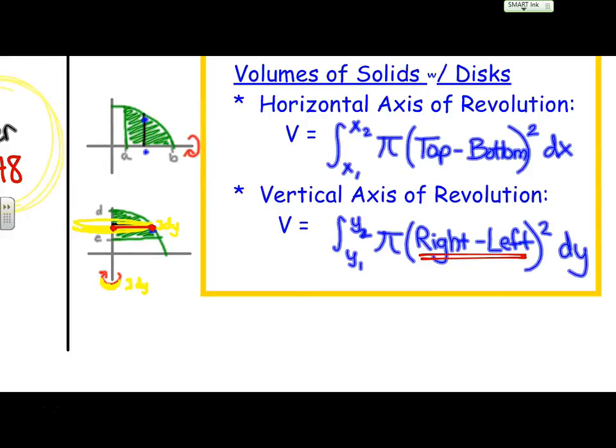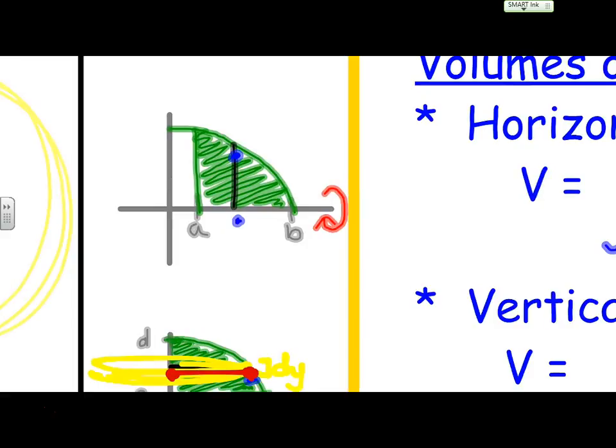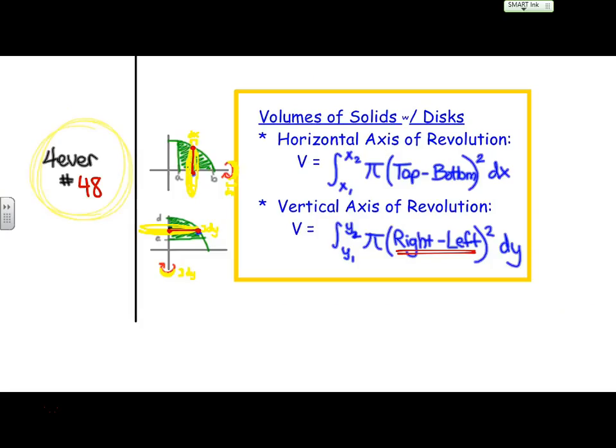What's different when you're rotating around any horizontal axis? Depth is going to be signified by what? Good, dx. And you're going to see that represented also when you take a representative piece and think about revolving that representative piece, making your circular cross-section. Once again, you're going to see that depth as dx, and your radius is going to be top minus bottom, which once again you should see shown over here in the formula.